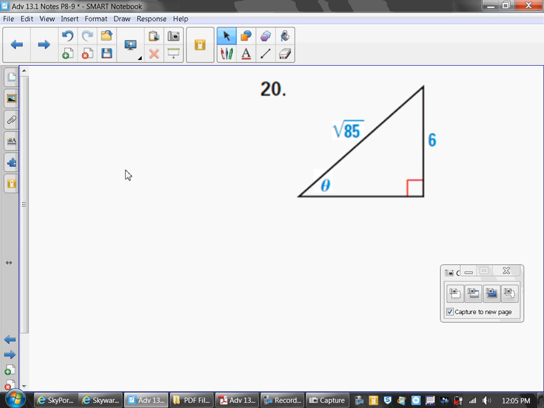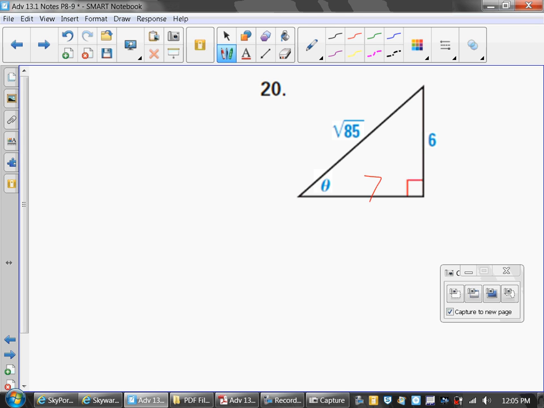The homework: in order to solve for all 6 trig functions, the first thing you have to do is find the missing side. To find the missing side, you have to use the Pythagorean theorem. Using the Pythagorean theorem, you take the square root of 85 squared, subtract 36. You get the square root of 49, which is 7.